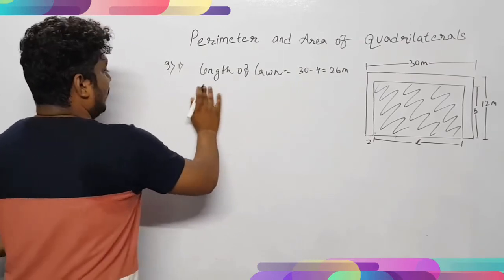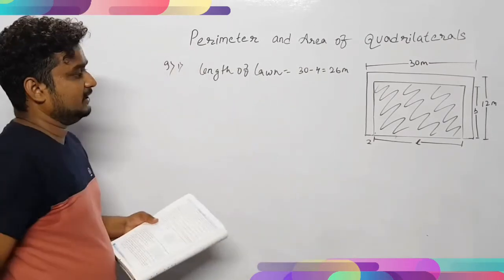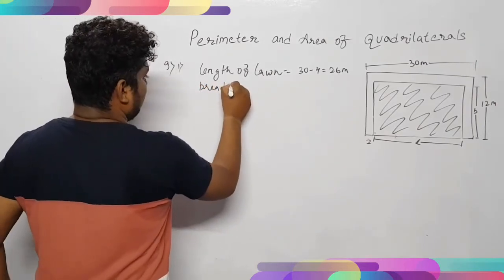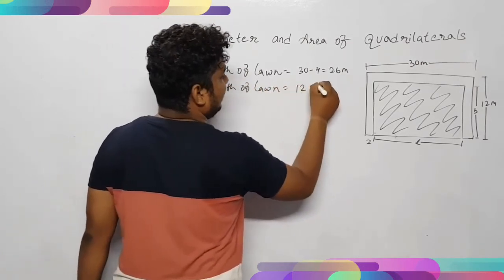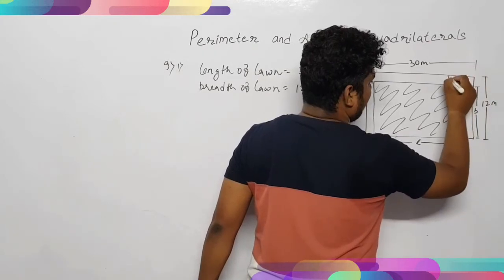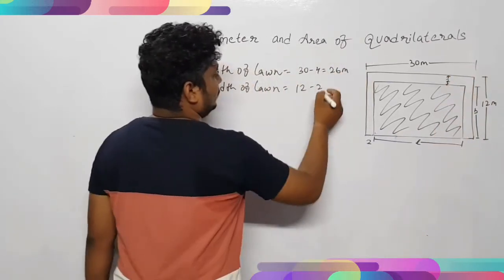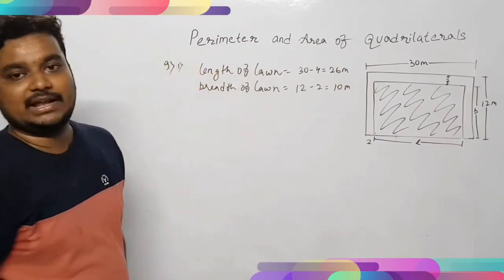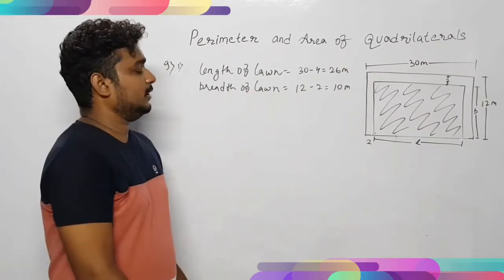So that is the length of the lawn. Now the breadth we need to find. So the breadth of the lawn is equal to 12 minus 2. This particular one is completely 12, and this particular 2 we are subtracting. So that is equal to 10 meters. So we just have a simple calculation, we need to subtract, and that's all. So we have got the length and breadth of the lawn.